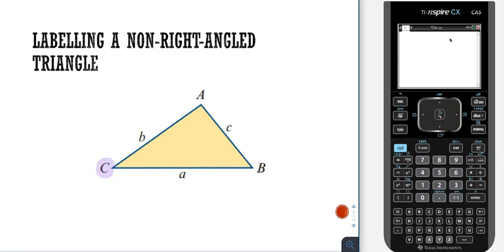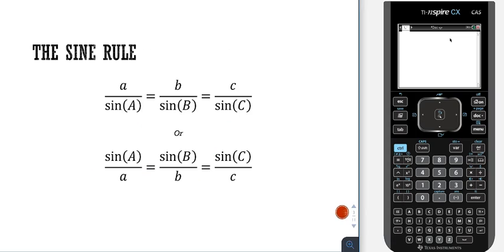So capital letters are representing angles, and opposite the capital letter, so opposite this angle of C, is a length C, which is in lowercase. So B and b, A and a. So capital, angle, lowercase, length.